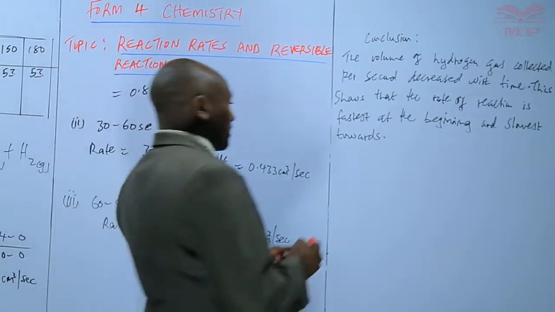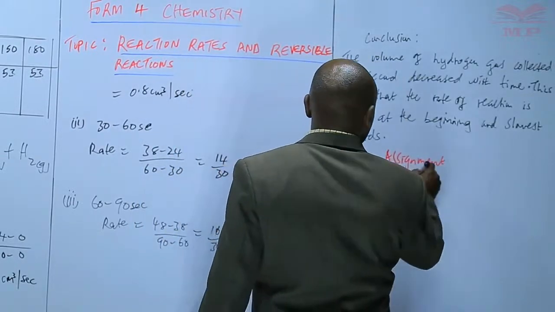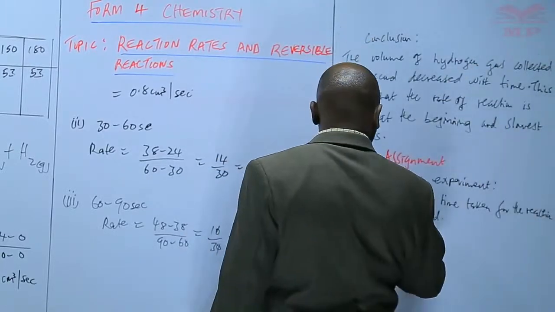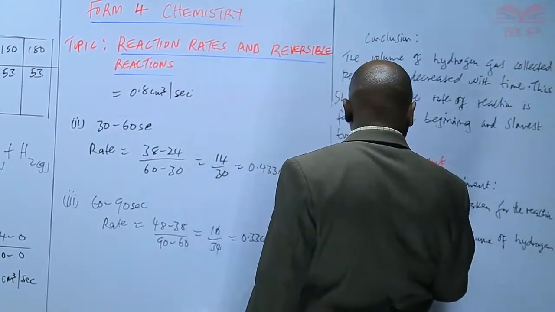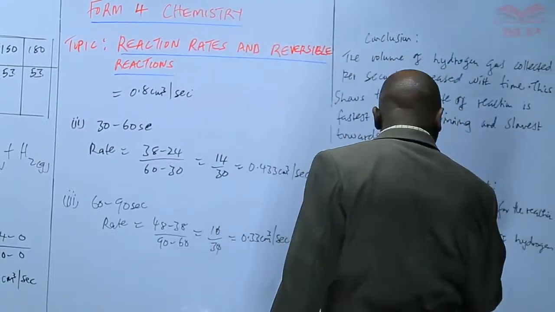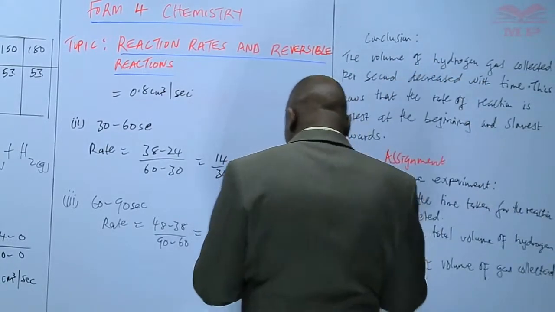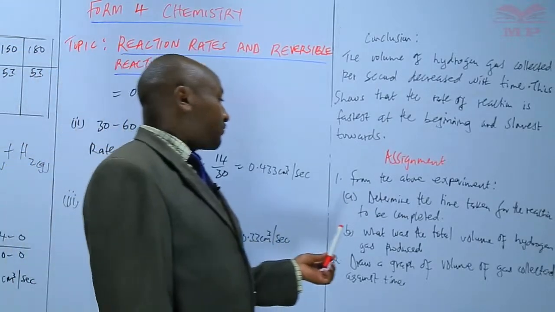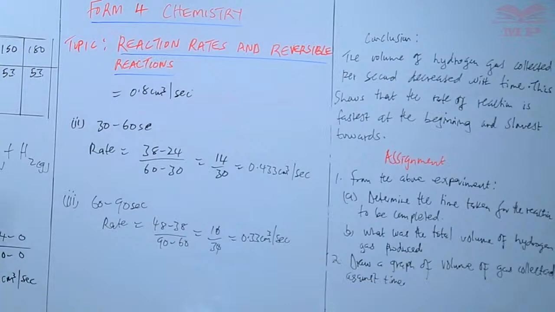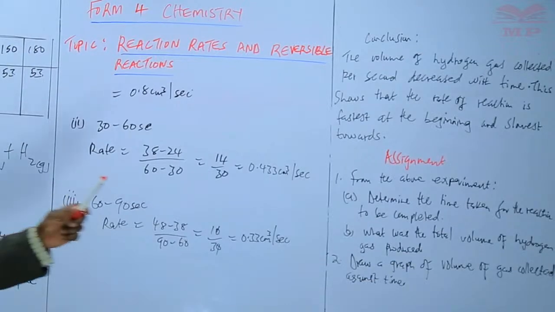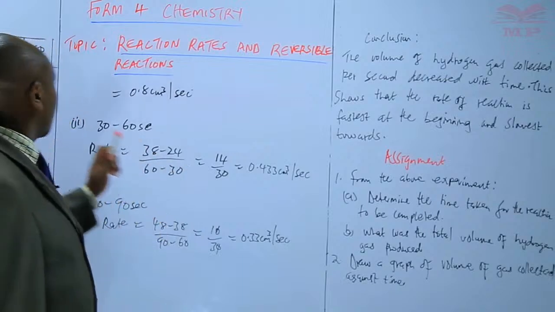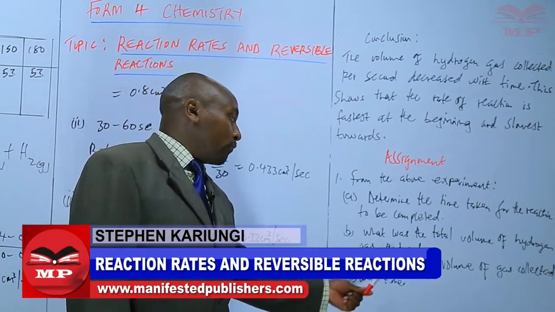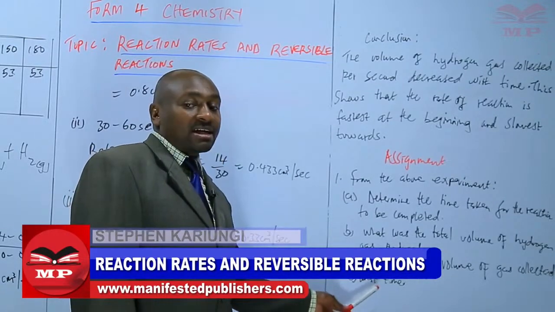So we'll have an assignment on that. The first question from the above experiment: determine the time taken for the reaction to be completed. You can get that from the table. What was the total volume of hydrogen gas produced? You can also get that from the table. And then finally, draw a graph of volume of the gas collected against time. So we'll stop.